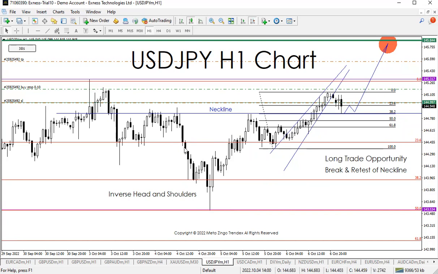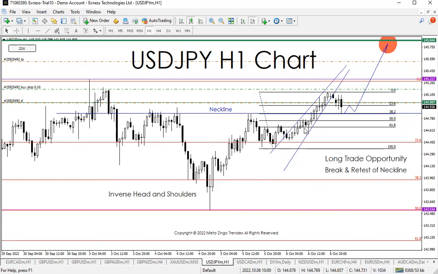One, inverse head and shoulders. And look at the structure, inverse head and shoulders. This is the right shoulder. This is the left shoulder, and this is the head. All right, so I was also able to identify the neckline.